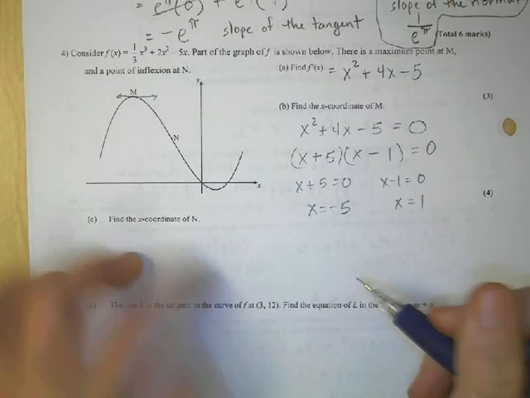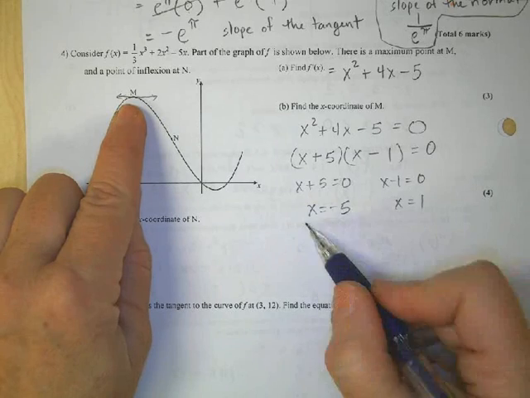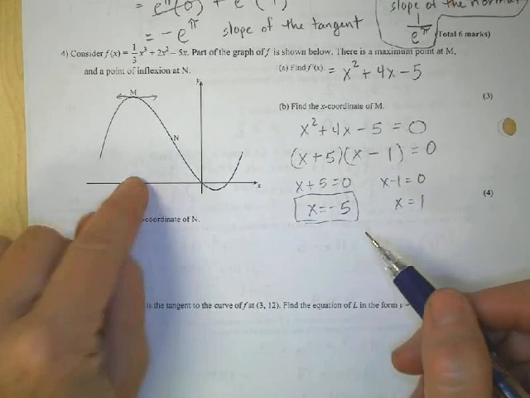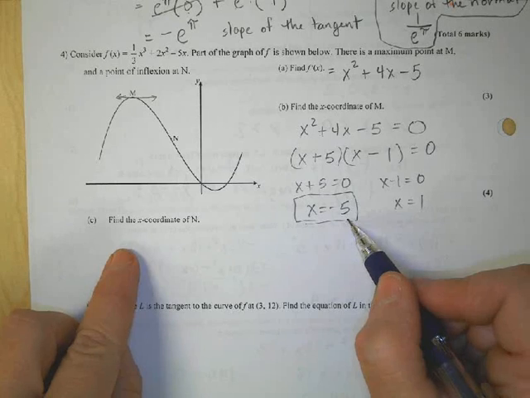Now, looking at the position of m, it's got to be this one, because it's to the left of the y-axis. Okay, so there's my x-coordinate of m.